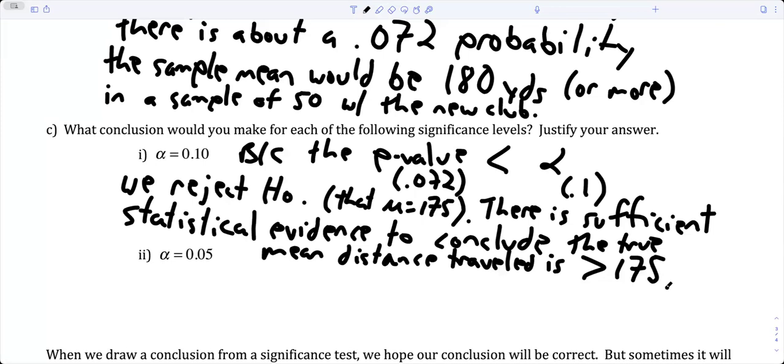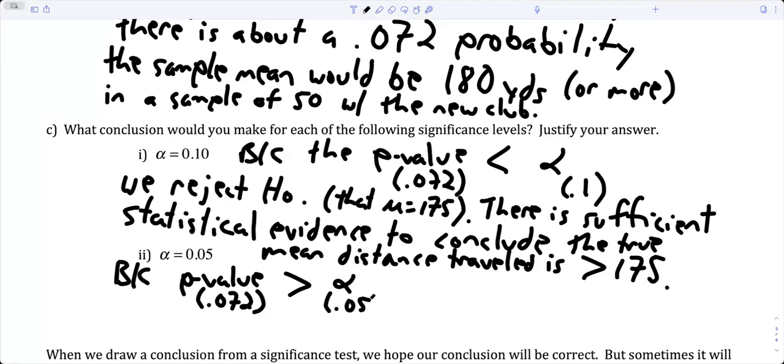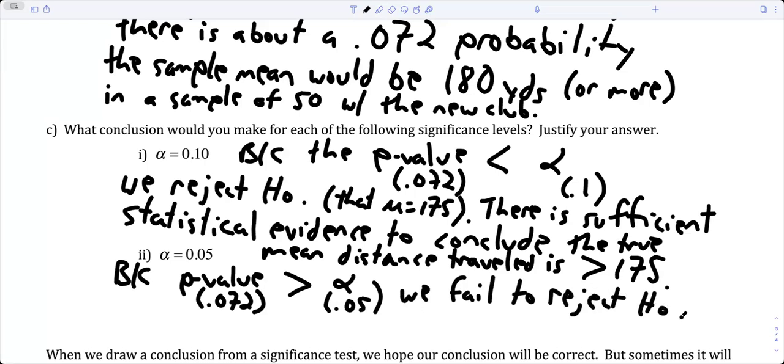However, if alpha is 0.05, is my p-value less than alpha? No, it is not. So we say, because my p-value, which is 0.072, is greater than alpha, which is 0.05, we fail to reject H naught.